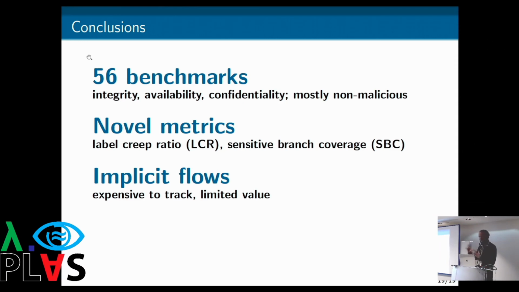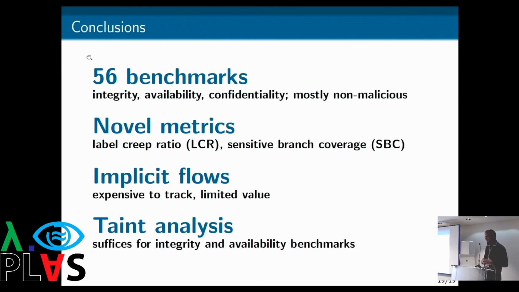When you are looking for confidentiality, or you're shifting towards the malicious mindset, then you definitely need to consider implicit flows. And we show that taint analysis is sufficient for tracking problems in integrity and availability benchmarks. And with this, I'll conclude my talk, and I'll be very happy to take any questions that you may have.